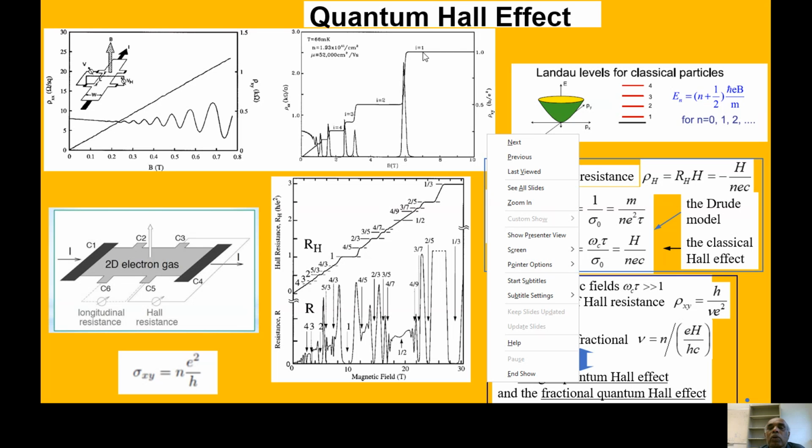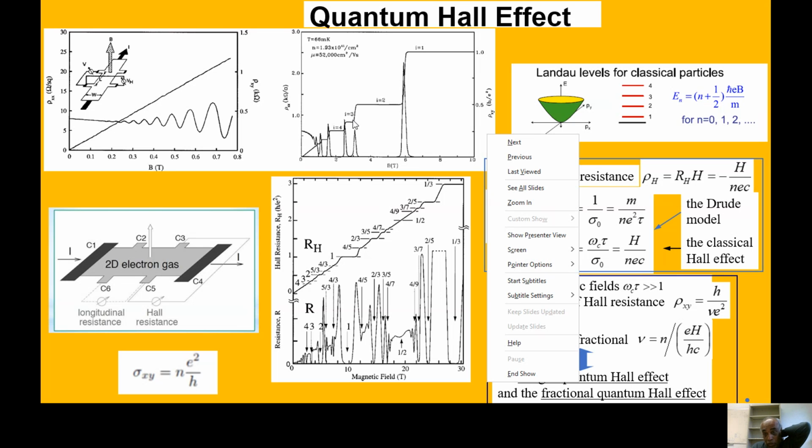the first plateau we call i equals 1, then the second plateau happens at i equals 2. This becomes exactly 1/2 of that one. Then this is like 1/3, that's i equals 3, i equals 4, like that. So these are called quantum Hall steps.